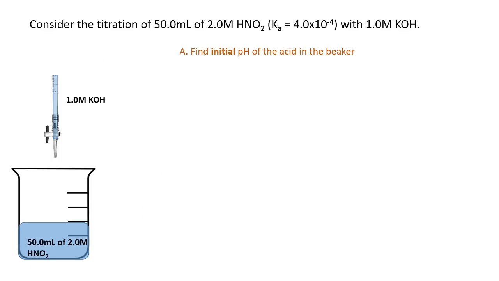Okay, so first we're just going to find the initial pH of the acid in the beaker. So we haven't added any potassium hydroxide. What we have in the beaker is just a weak acid. So to find the pH of a weak acid, right, we need an ICE chart, we need an equation, and we need a case statement. Right, so that's some old stuff from the last chapter. It'll be a nice review as we head into the third exam.